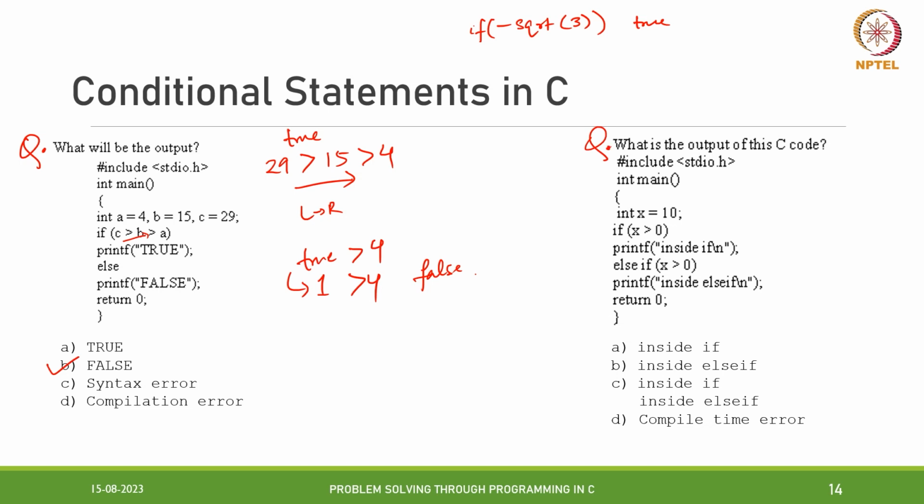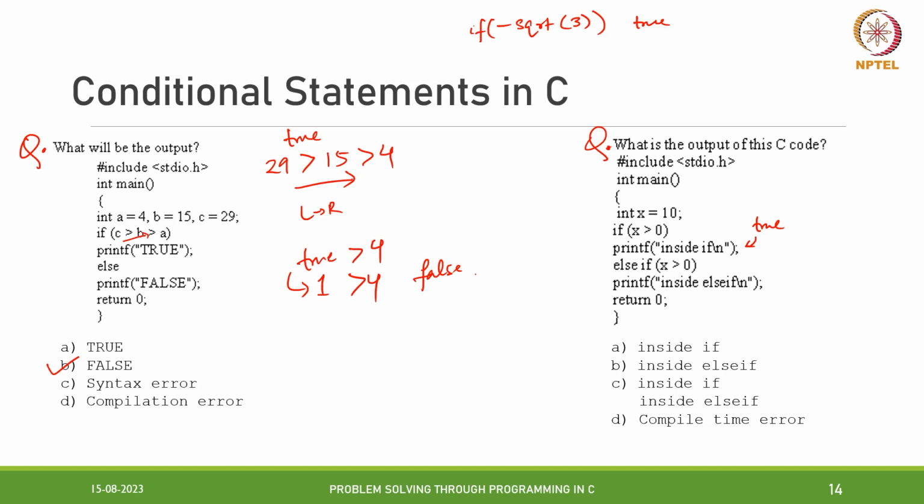Yes, sir. Okay, then let's see another question. So x has the value of 10, and in our if statement we are writing x is greater than 0, which is true, right? X is greater than 0 because it has a value of 10. So true means you will have to print what is inside the if.